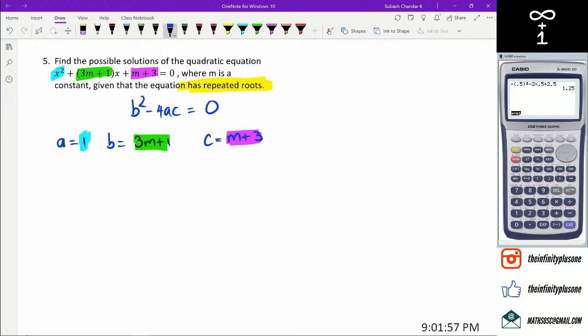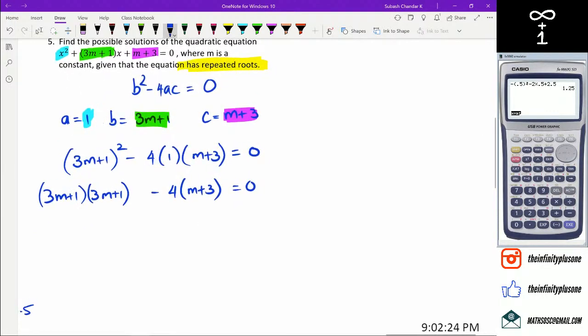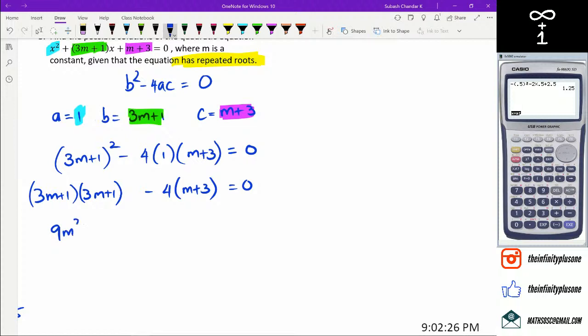Once we have that, we go b squared minus 4ac. So (3m plus 1) squared minus 4 times a times c, which is m plus 3, and all of that is equal to 0. Expand the brackets first. So we've got (3m plus 1) times (3m plus 1) minus 4 times (m plus 3), all equal to 0. Expanding the brackets, we get 9m squared, 3m and 3m is 6m, plus 1, minus 4m, minus 4 times 3 is minus 12, all equal to 0.